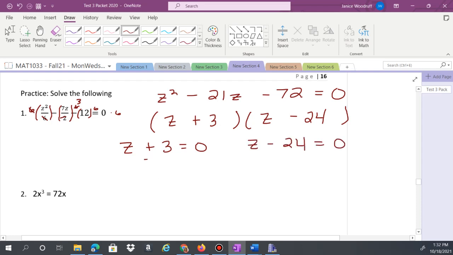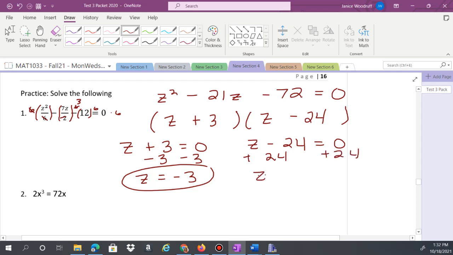Okay, so here I'll subtract 3, and this will give me z equals negative 3. And here I'm going to add 24, and I'll get z equals 24. So I have my two solutions, negative 3, positive 24.